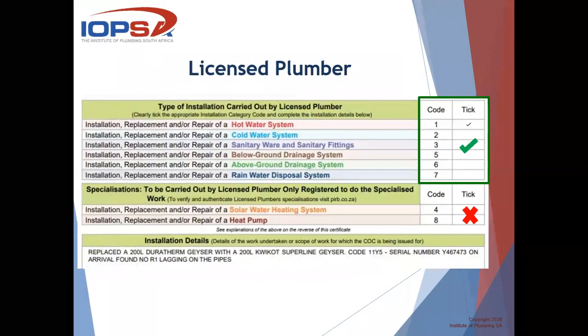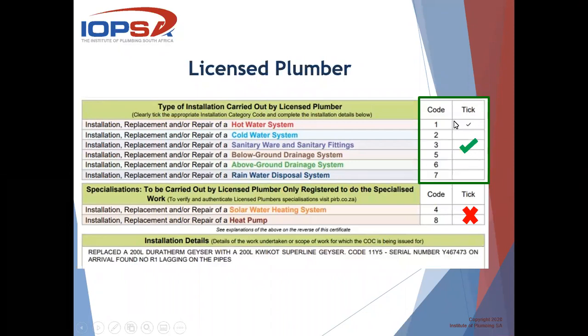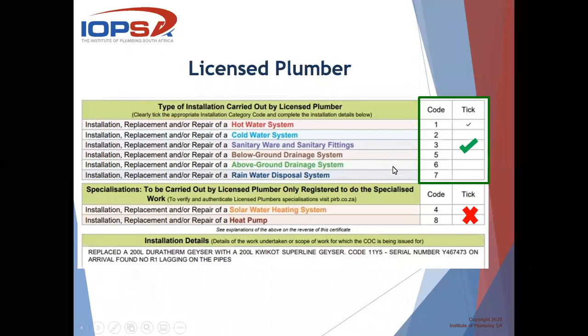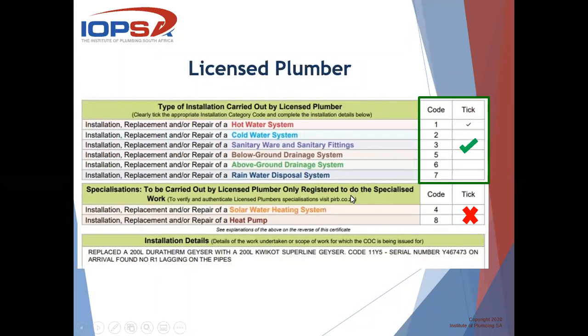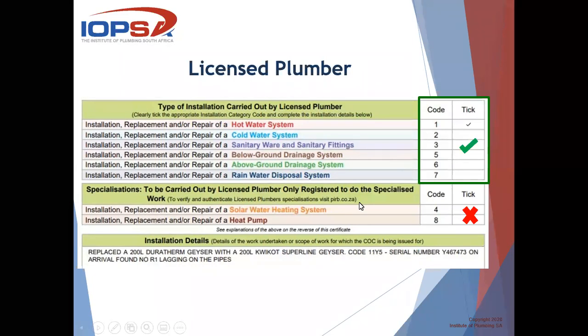So if we look at the COC document, the codes for installations, this person, as indicated in the green block there and the green tick mark, would be able to work on any of these systems and issue a COC for those. You will see, however, when you look at the specializations at the bottom, this person, a licensed plumber, is not allowed to work on these systems and obviously is not able to tick those.